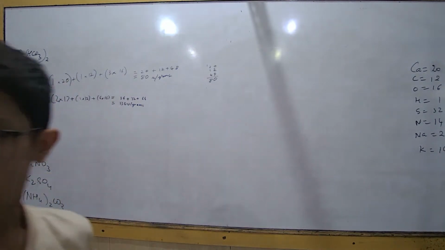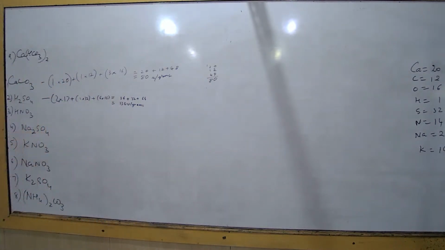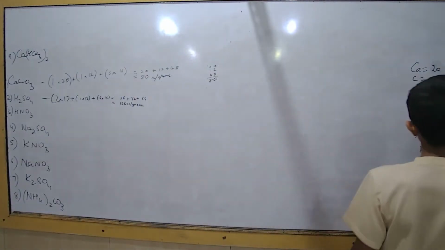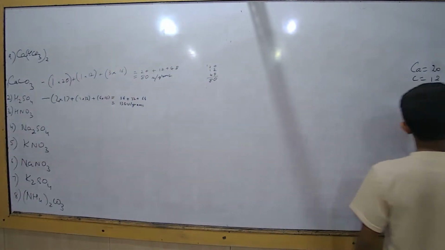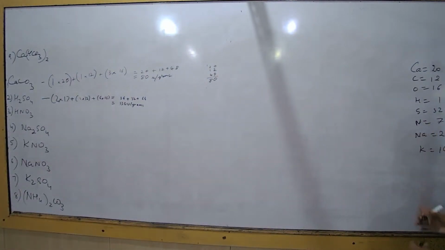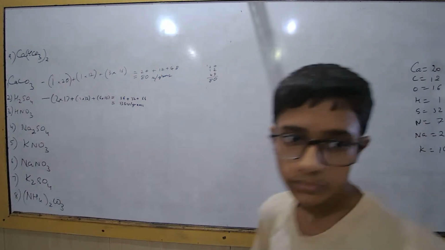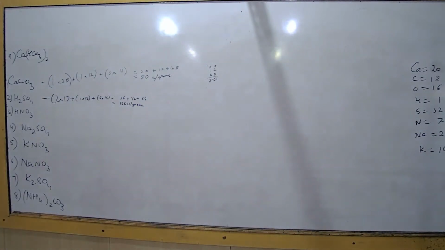Nitrogen is 7, not 14, sorry. I made a mistake. Nitrogen is 7. Change it to 7, sorry. Sodium is 11.